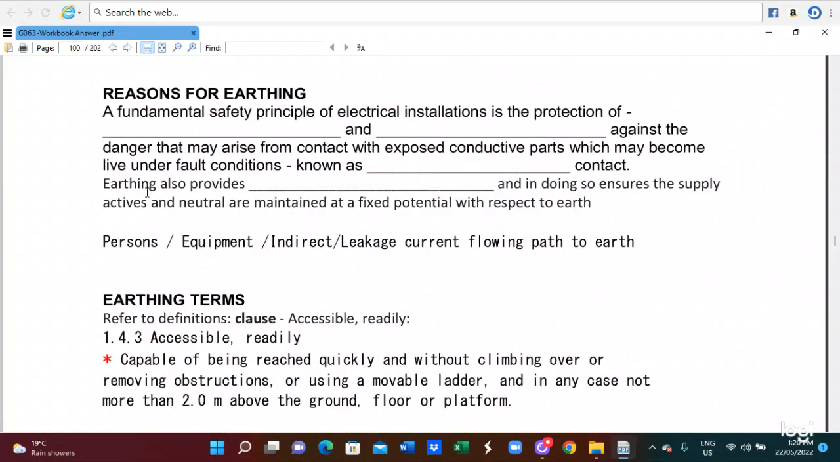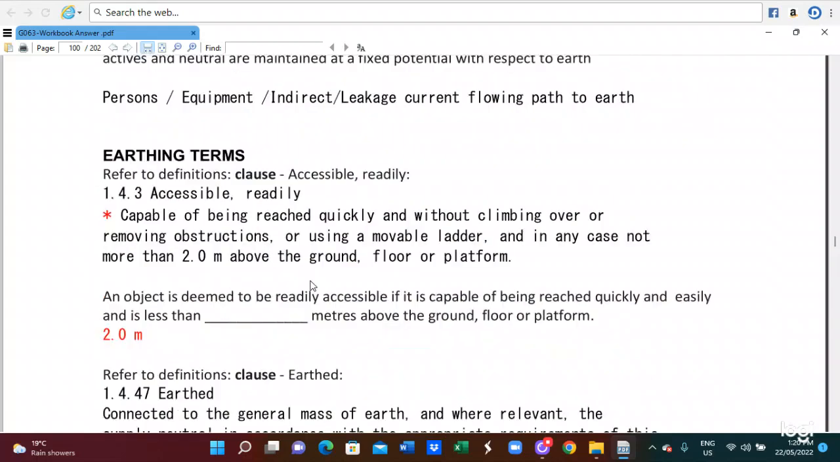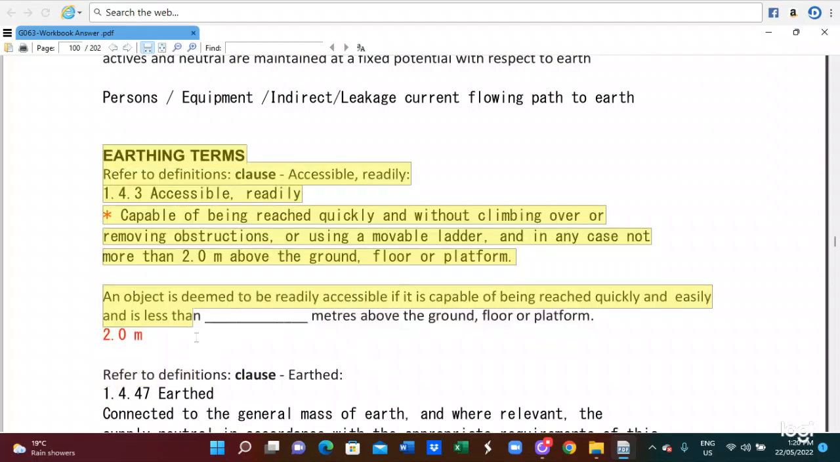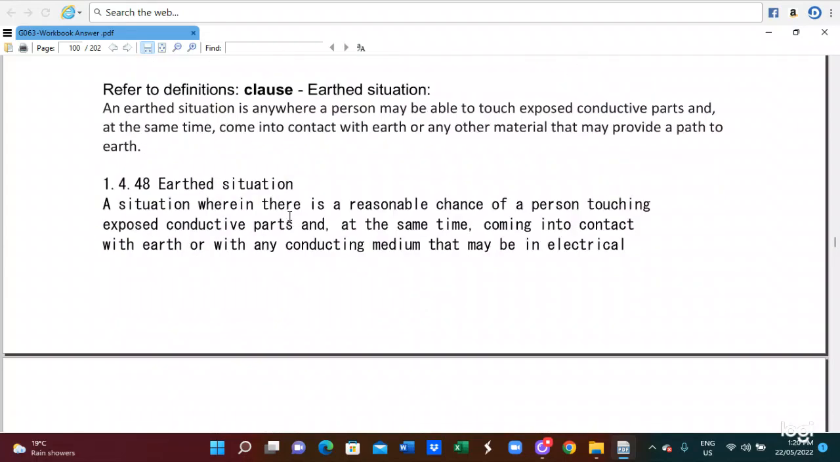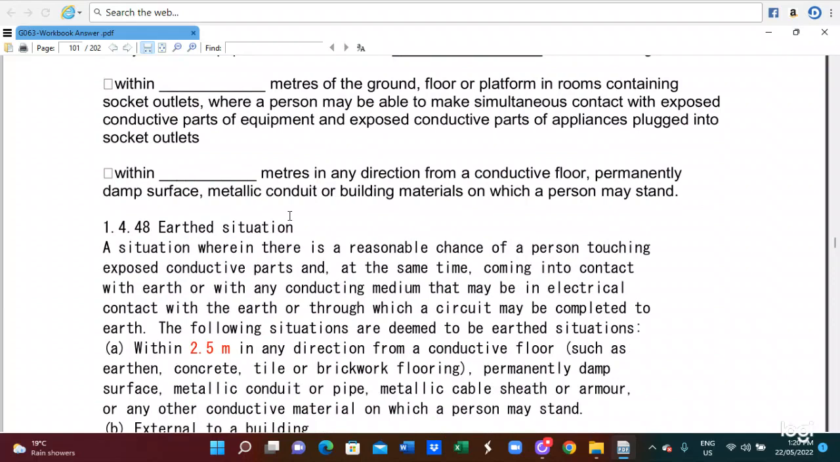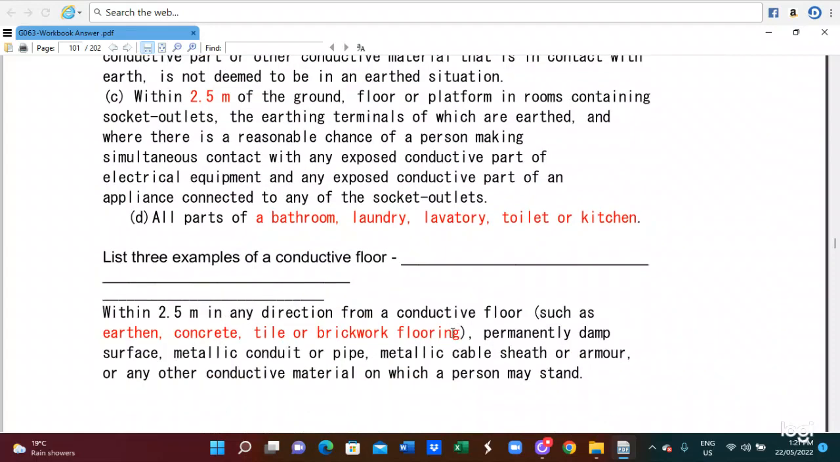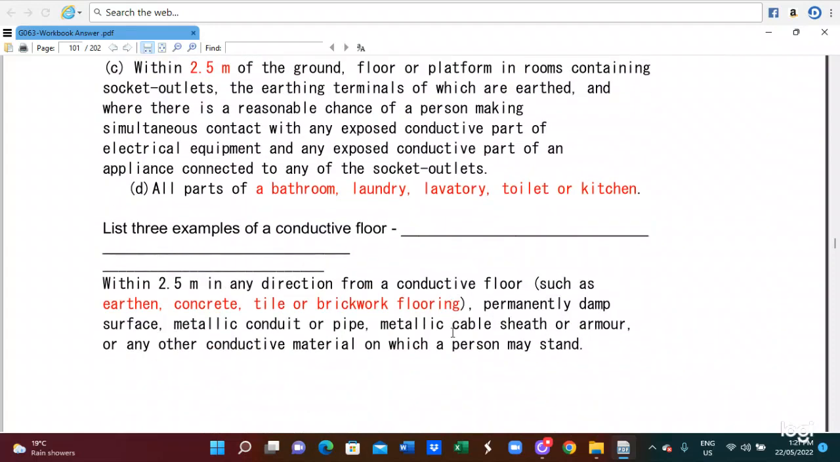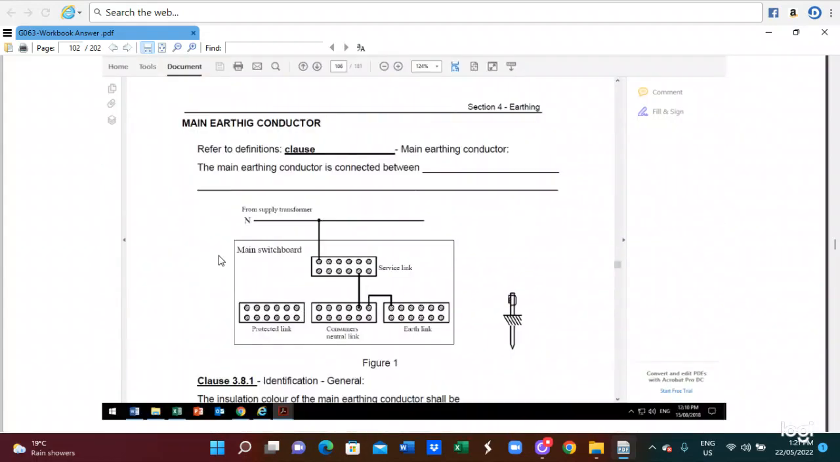And for earthing, remember, in this case you have to refer to the earthing clause 1.4.3, accessible reliability, and also the earthing system that you will refer to. And also the other definition, you refer to clause 1.4.47, and also 1.4.48 is the other definition you have to refer to. So this is the definition 1.4.48. And three examples of the conductive floor. So this is the conductive floor, three examples. In this case also you refer to this one.